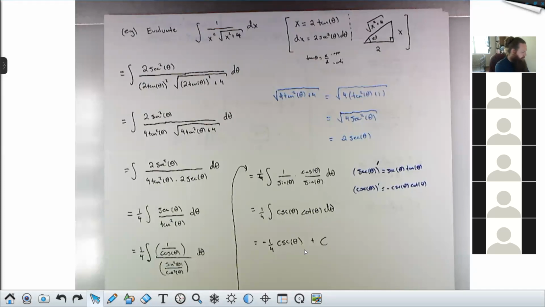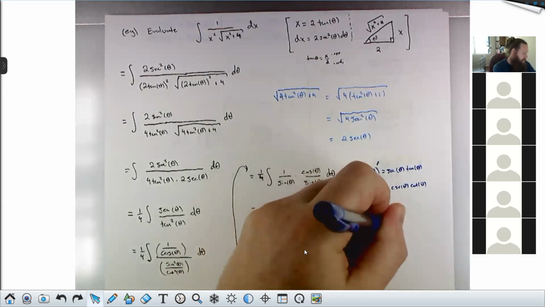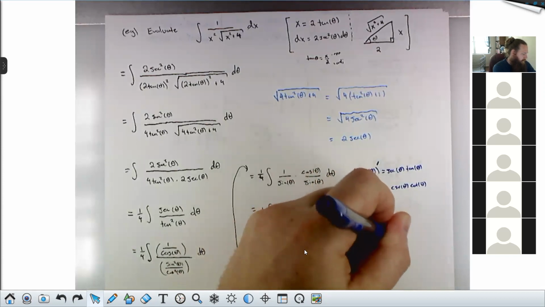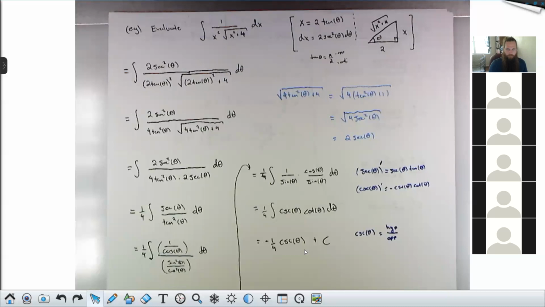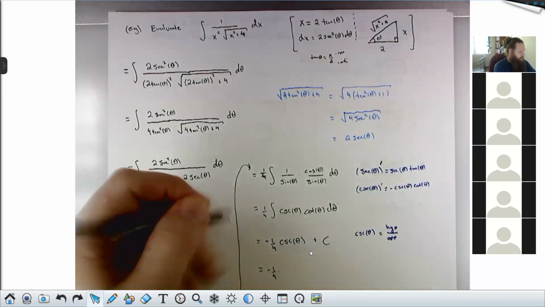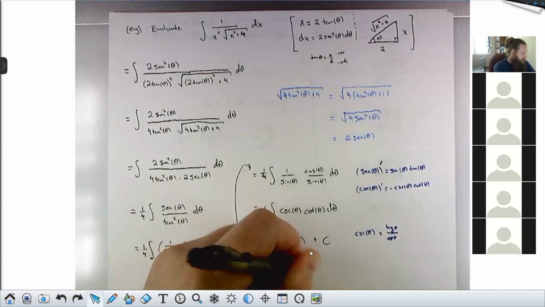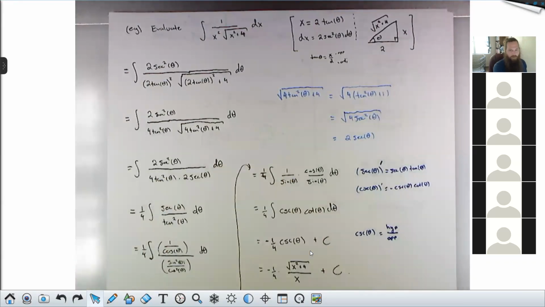Remember that cosecant is 1 over sine. So the cosecant of theta's geometric interpretation is the hypotenuse over the opposite, right? Sine is opposite over hypotenuse. So cosecant, the reciprocal of sine, is hypotenuse over opposite. So I take this hypotenuse right here, and I divide it by this opposite side right here, and that is your cosecant theta. So this is negative 1/4 times the square root of x squared plus 4 divided by the opposite side length, which is x. And then you tack on your plus c and you declare victory.